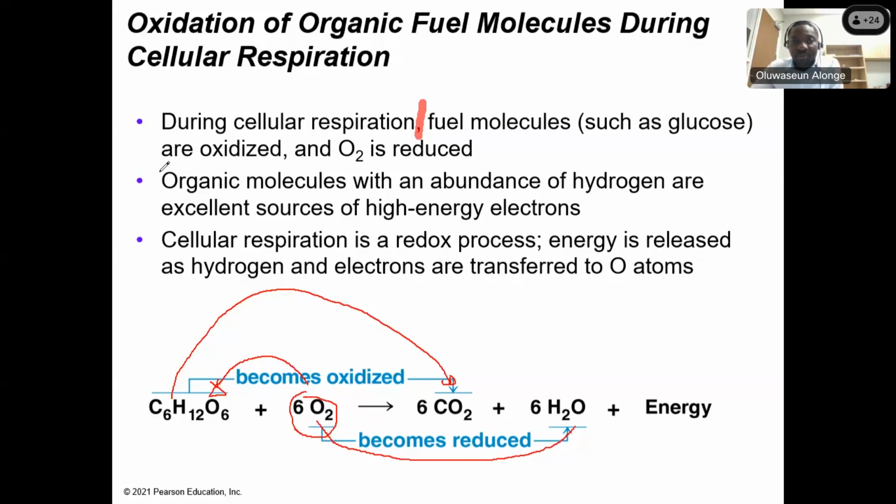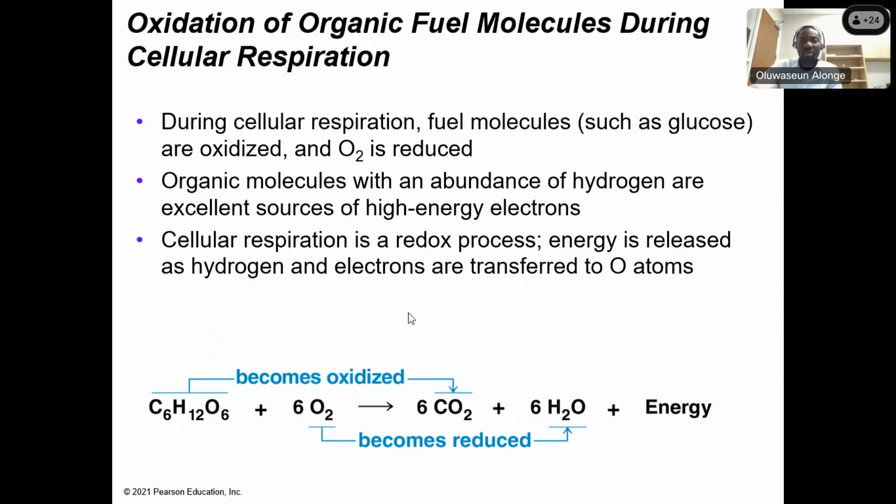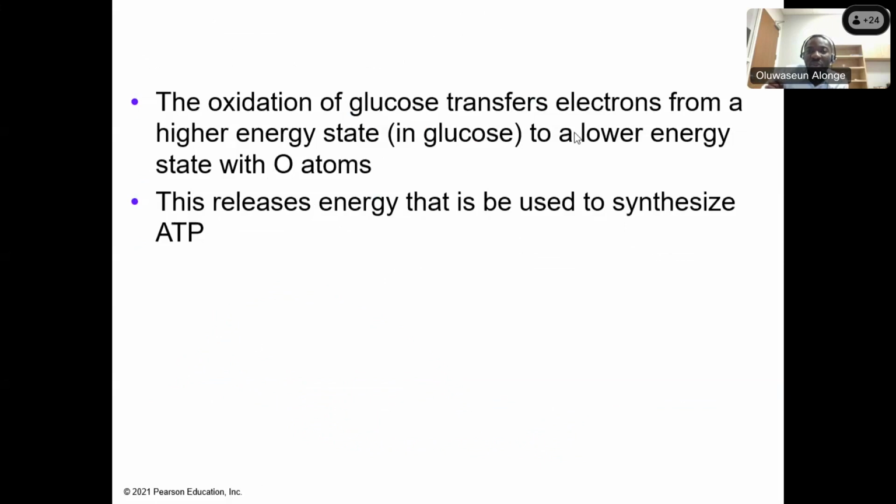Let's go. Now, organic molecules with an abundance of hydrogen are excellent sources of high energy electrons. Cellular respiration is a redox reaction. Energy is released as hydrogen and electrons are transferred to oxygen atoms. I will be explaining that. Now, the oxidation of glucose transfers electrons from a higher energy state in glucose to a lower energy state with oxygen atoms. You remember I talked about this in chapter 8. This releases energy that is to be used to synthesize ATP. So which energy is used to synthesize ATP? It is electrons. I'll show you that.